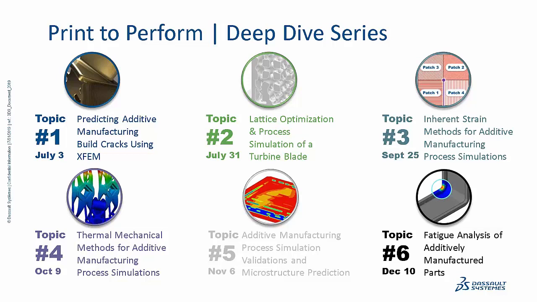Just to give you a little overview of the deep dive series that we've been doing with topics pertaining to additive manufacturing. The first one happened on the 3rd of July, which was predicting additive manufacturing build cracks using XFEM, basically combining the technologies of additive manufacturing and Abaqus, and coming up with a holistic solution to predict the cracks in different parts. Today's topic, which I will be going over, is the lattice optimization and process simulation of a turbine blade. And we have 4 more eSeminars on our way, and they've been slated tentatively at these dates, and closer to these dates you will probably get an update if the dates have changed or if it's going to be on the same date.